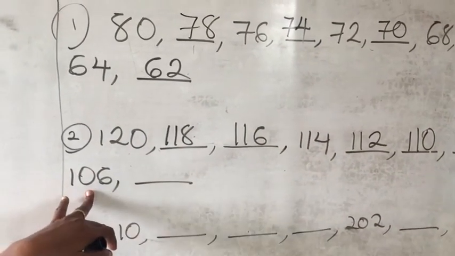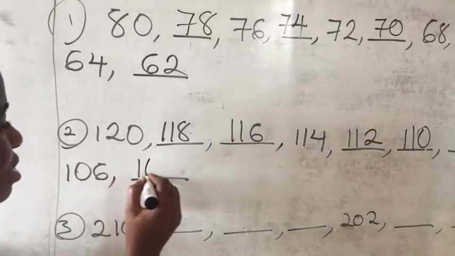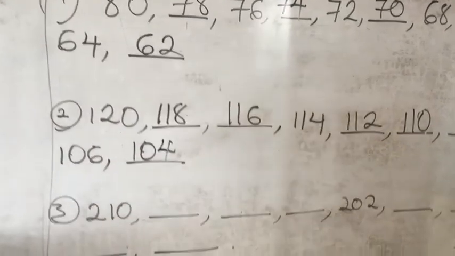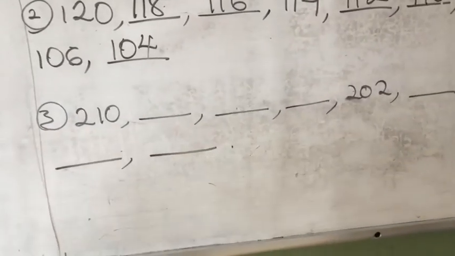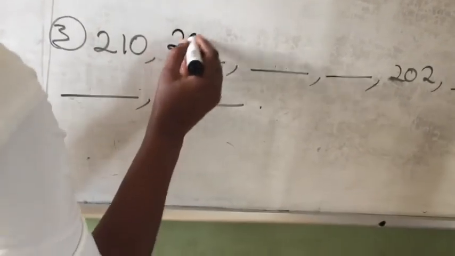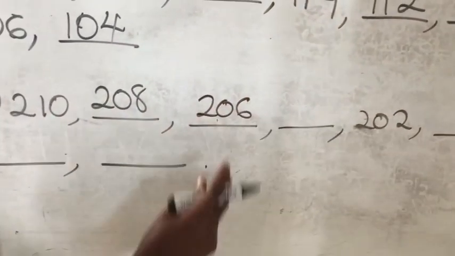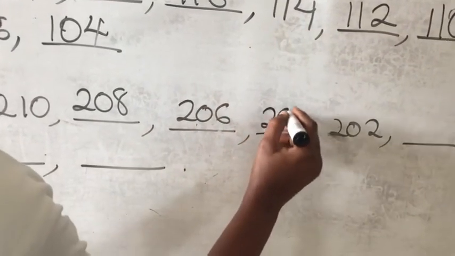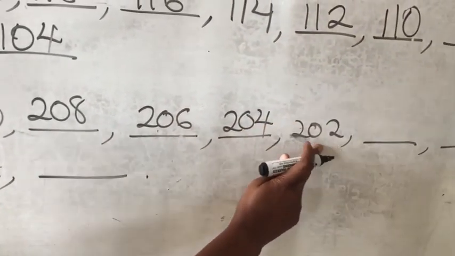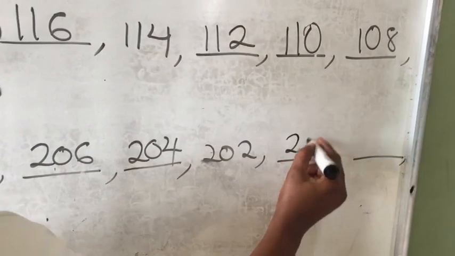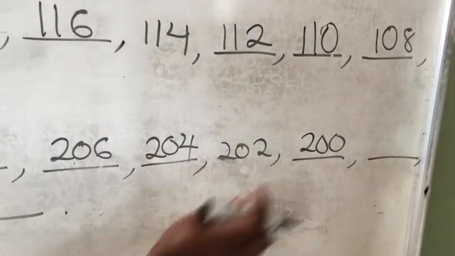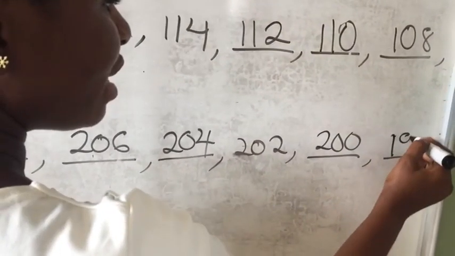108 minus 2 give us 106. 106 minus 2 give us 104. Okay. 210 minus 2 give us what? 208. And then here will give us 206, minus 2, 204. Minus 2, 202, minus 2, we get 200. 200 minus 2 give us 198.